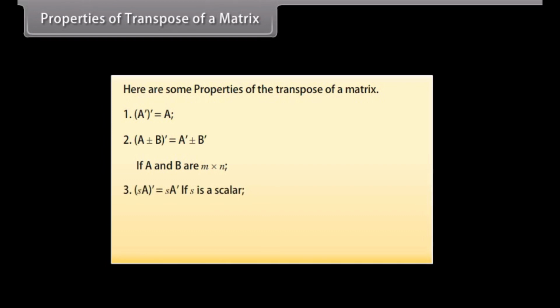Third, transpose of S into matrix A is equal to S into transpose of matrix A if S is a scalar. Fourth, transpose of matrix AB is equal to transpose of matrix B into transpose of matrix A if A is m by n and B is n by p.